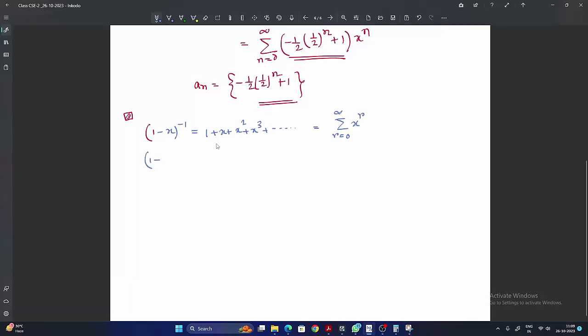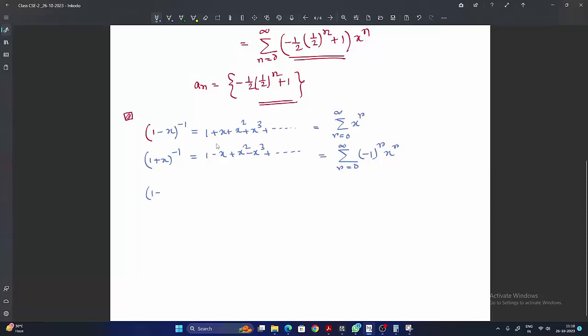If it is 1 plus x to the power minus 1, then you will get alternate signs: 1 minus x plus x square minus x cube plus and so on. The formula is the sum over r equal to 0 to infinity of minus 1 to the power r, then x to the power r. So for this generating function, the sequence is minus 1 to the power r. In the previous case the sequence is 1, 1, 1, 1, and here the sequence is minus 1 to the power r.